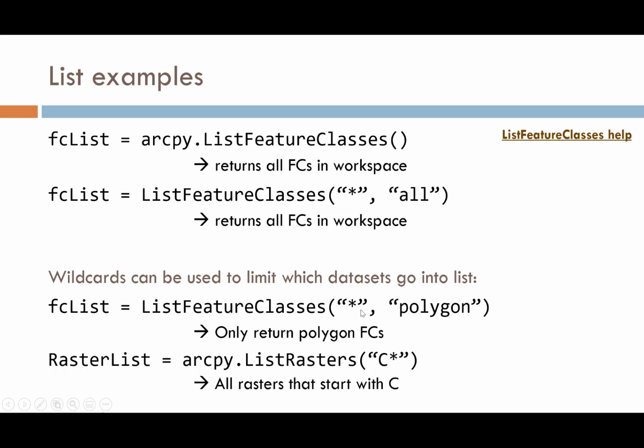In this first example, we are not providing a wildcard. We're just giving it an asterisk. So we're looking for any feature class, no matter what characters are in the name of that feature class. And then the second one here, we're filtering by polygon. So we're only going to return polygon types. And then the second one here lists rasters. Here we are providing a wildcard, and we're doing C asterisk, so that will get everything that starts with C. If you did asterisk C, then it would get anything that ends with the letter C. So you can play around with those filters.